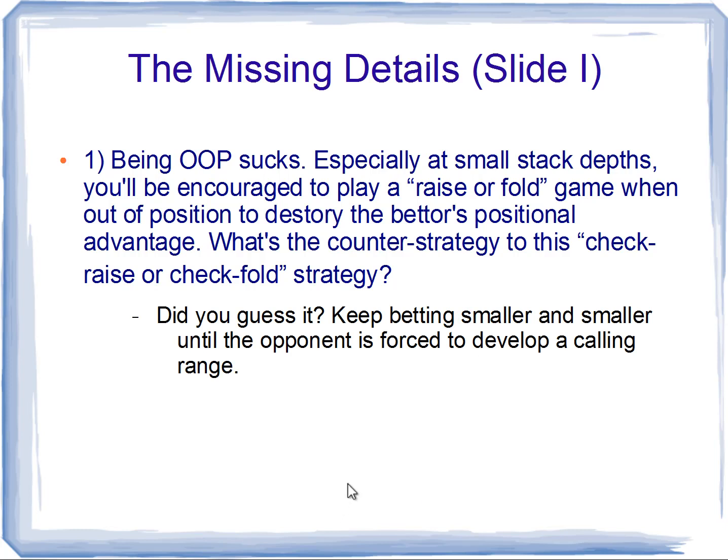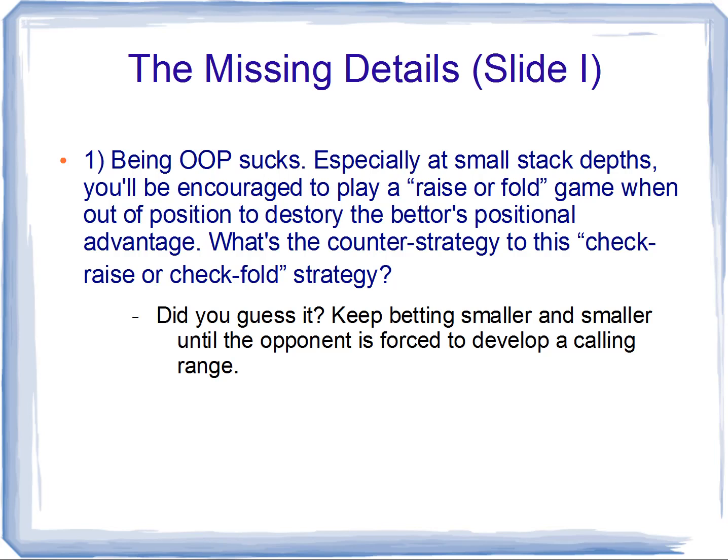You keep betting smaller and smaller until the out-of-position player is forced to develop a calling range. A good example of this would be if on a given flop, you're planning to either check-raise or check-fold on, let's say, a 6 of hearts, 5 of hearts, 2 of clubs flop. Flops like 6 of hearts, 5 of hearts, 2 of clubs are very hard to play out of position.